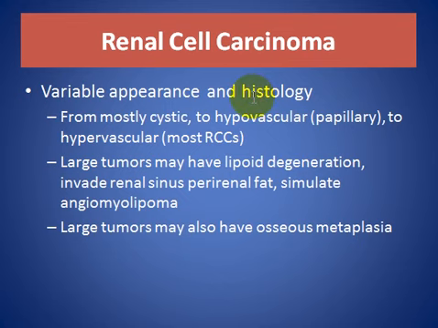Variable appearance and histology, from mostly cystic to hypovascular papillary type to hypervascular most renal cell carcinoma. Large tumor may have lipoid degeneration, invade renal sinus, bury renal fat, simulate angiomyolipoma. Large tumor may also have osseous metastasis.